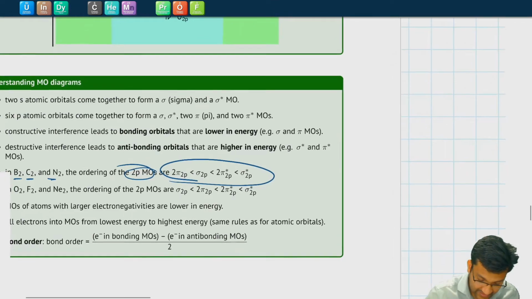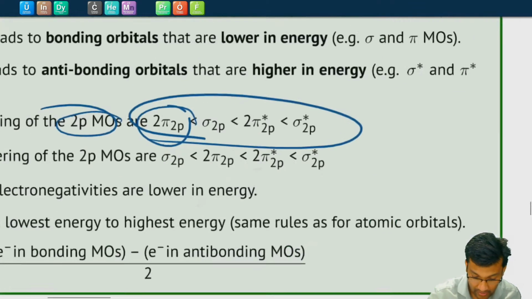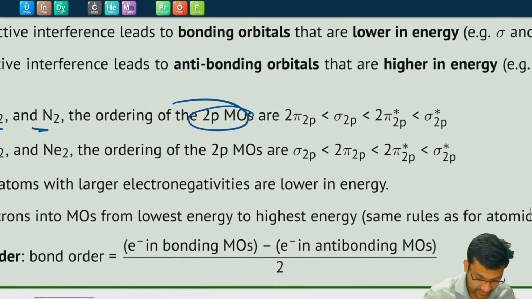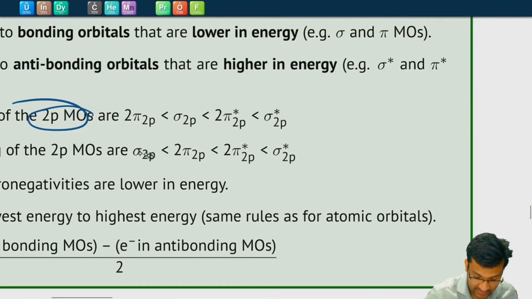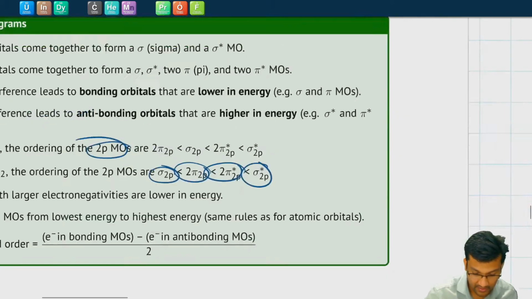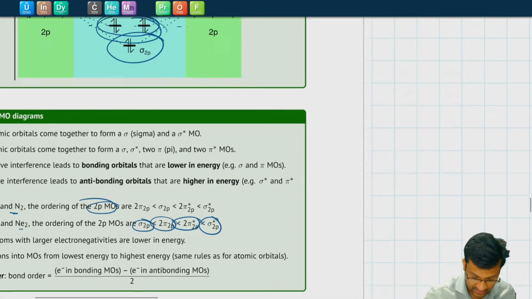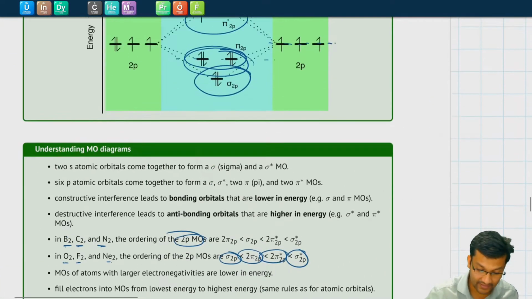But in the case of boron, carbon, and nitrogen, the pi orbitals are lower in energy than the sigma orbitals, then the pi star orbitals, then the sigma star. In the case of oxygen, fluorine, or neon, when they come together, the sigma is lowest in energy, then the pi star, then the sigma star. So for the example above here, where the sigma is lowest in energy, then the pi star, then the sigma star, that's probably a combination of either oxygen, fluorine, or neon.